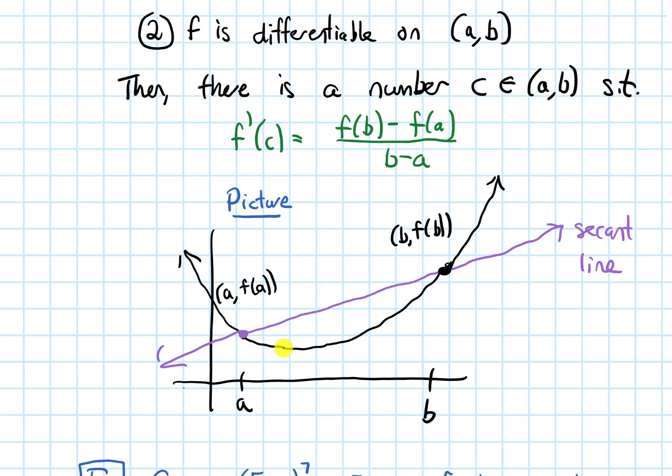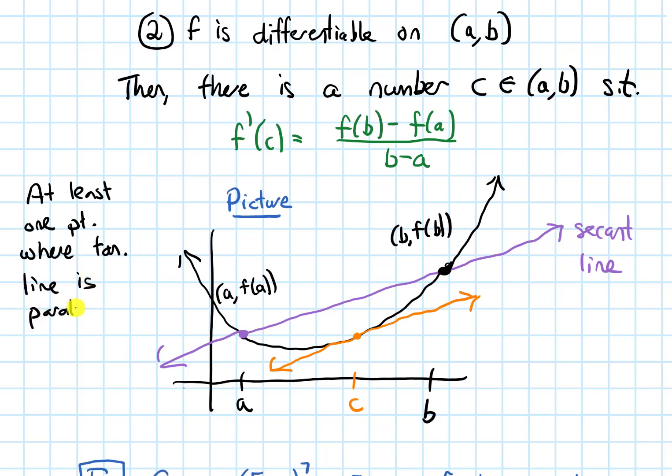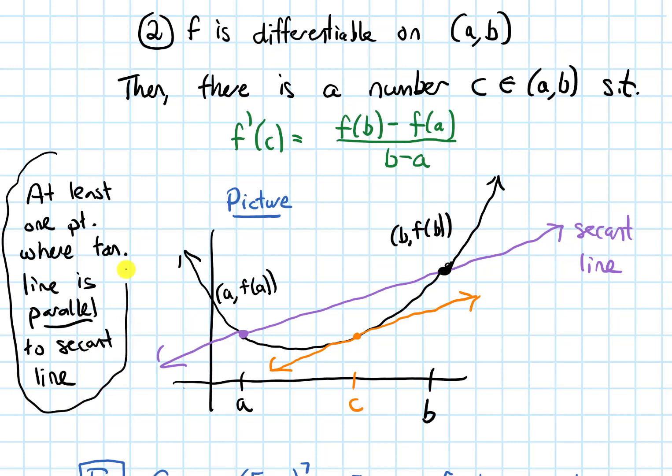So if I look at the graph, just looking at it, that seems to be somewhere here. If I draw the tangent line, it looks like that's going to be parallel to the secant line. All right, so this is my c. More precisely, this mean value theorem says there will be at least one point where the tangent line is parallel to the secant line. In my picture that I drew here, there's just one point, but there could be more than one depending on the shape of the graph.